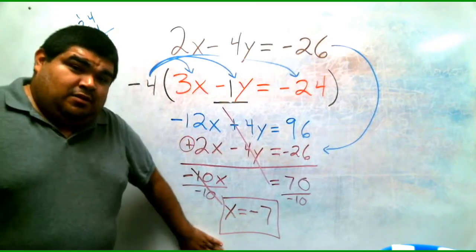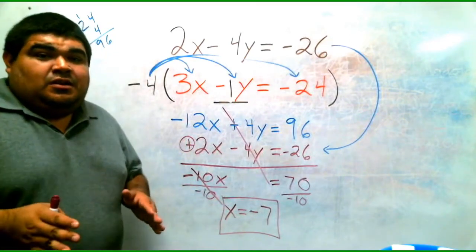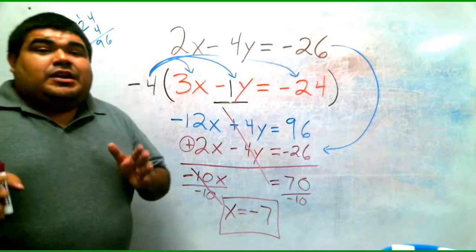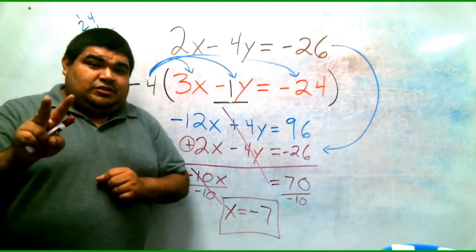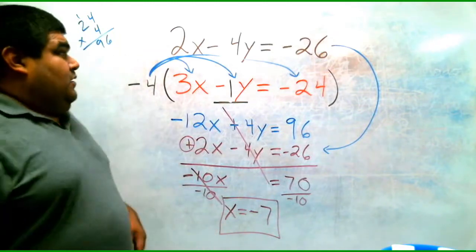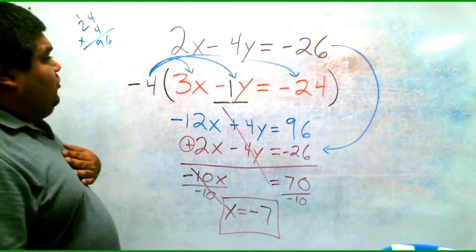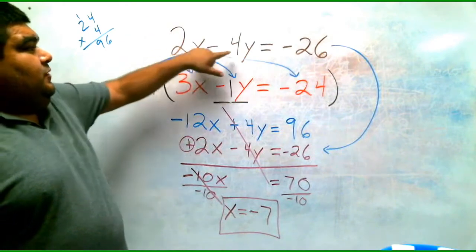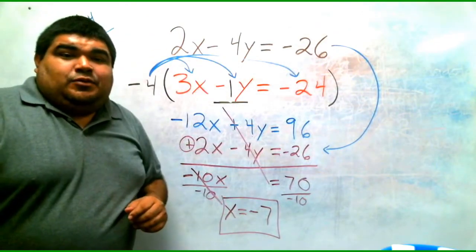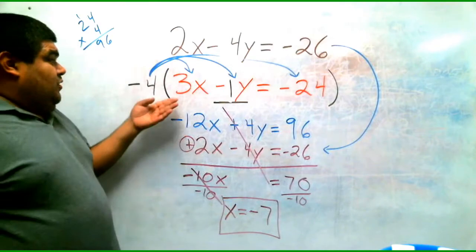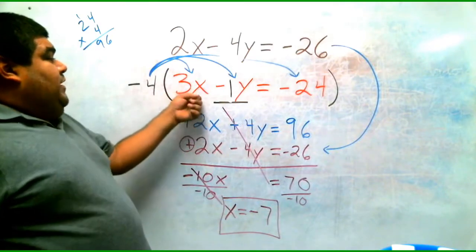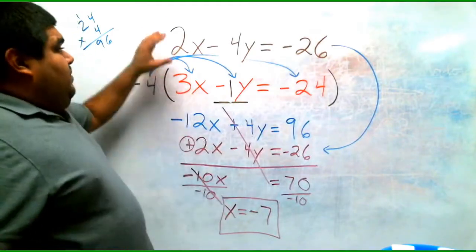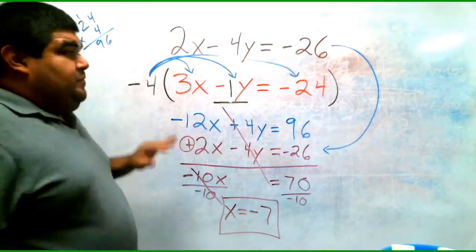We solved for x. Now what we're going to do is solve for y. You can use any one of the 2 equations to solve for y. I will personally like to use the first one, okay? 2x minus 4y equals negative 26. You could also use the original equation, which was 3x minus y equals negative 24.